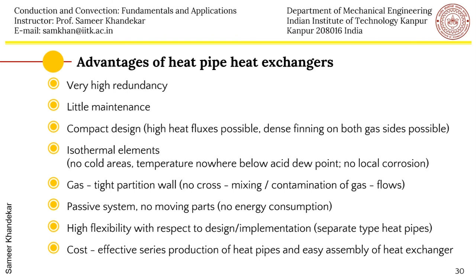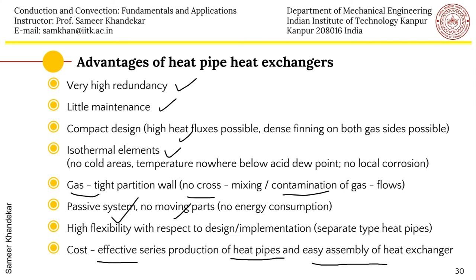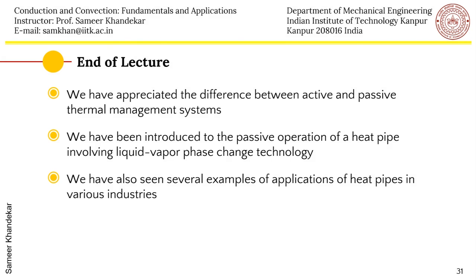So to summarize, in this lecture, we have appreciated the difference between active and passive thermal management systems. We have been introduced to passive operation of a heat pipe involving liquid vapor phase change technology. As you will recall, the liquid gets converted to vapor by taking the latent heat from the evaporator section. The vapor pressure increases locally, the vapor travels to the condenser side, where because of the low temperature existing outside, it condenses, and now the liquid has to be brought back to the evaporator by capillary action. We have also seen several applications of heat pipes in various industries, in space, in avionics, in furnaces, in high temperature applications, in heat pipe heat exchangers for the power industry, thermal power plants, and of course commercial electronics like laptops and power electronics devices.